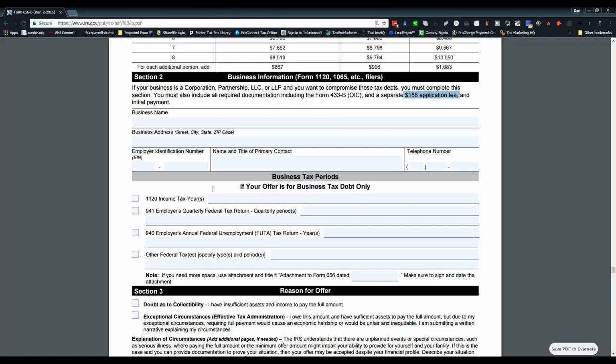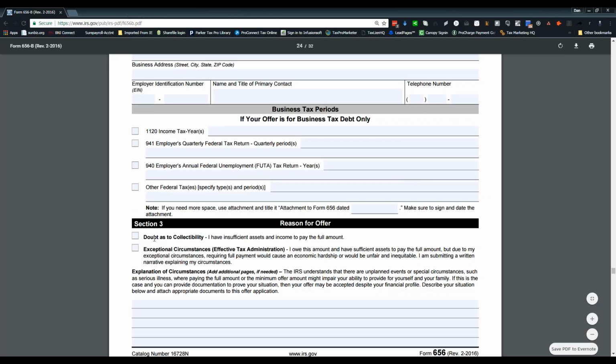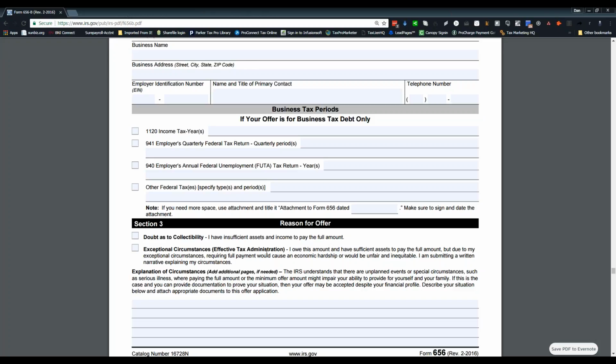If you're dealing on the business side, here are the business liabilities that you have outstanding. Now notice it says doubt as to collectability and exceptional circumstances, which is the effective tax administration. When you're dealing with that, this form is for those two. There is a completely separate form, the 656-L as in Larry, for doubt as to liability. If you have that type of situation, it's a whole separate form, primarily because you're dealing with the examination division versus here you're dealing with the collection division.